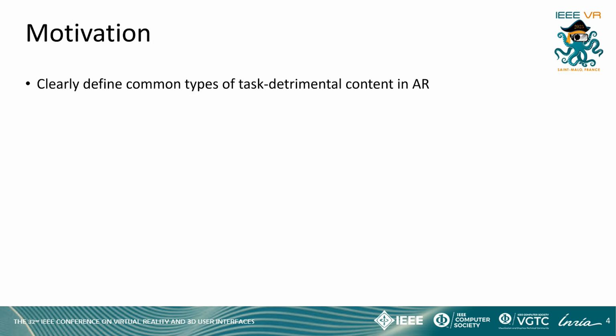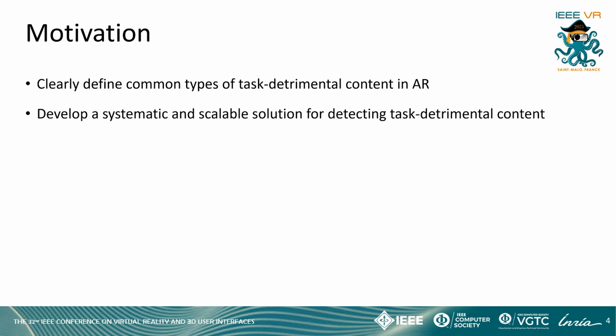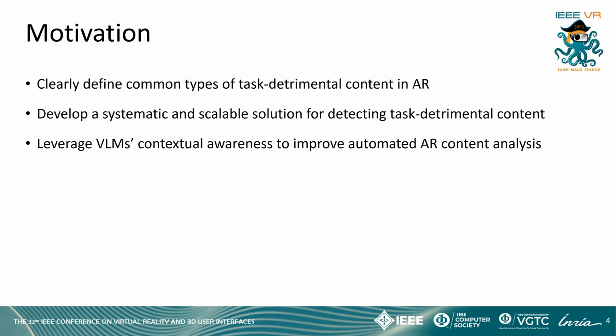With such background, in this work we have the following motivations. Firstly, we aim to clearly define common types of task detrimental content in AR. After establishing these definitions, our goal is to develop a systematic and scalable solution for detecting such content. Specifically, we seek to leverage VLM's contextual awareness to enhance automated AR content analysis.